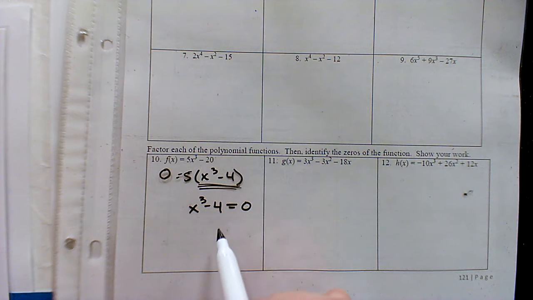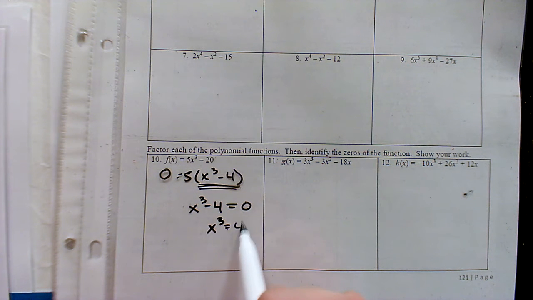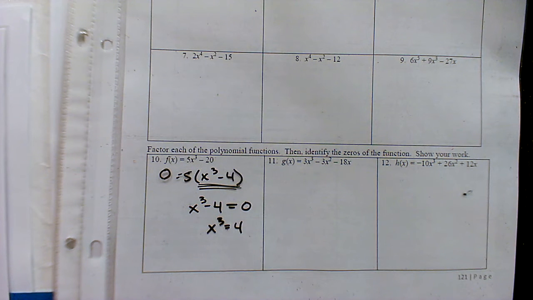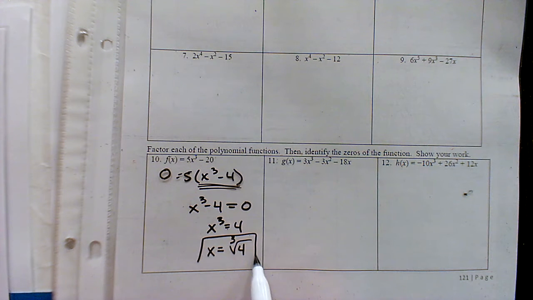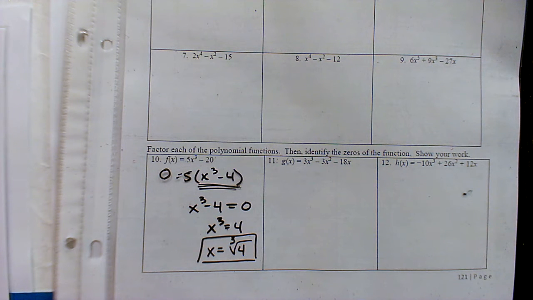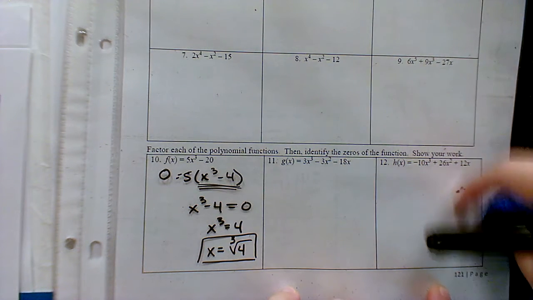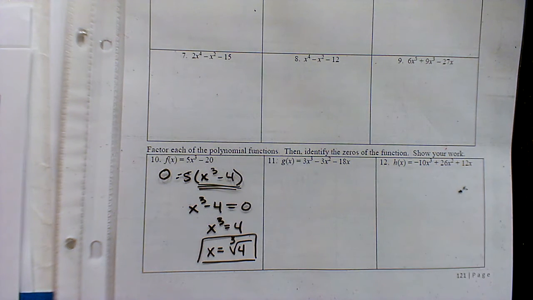Good, Brianna? Add 4 to the other side and then the cube root of it. Okay, so we know to get rid of a power of 2, you have to square root. So to get rid of a power of 3, you'd have to cube root. I know the answer looks a little strange, but the x-intercept of this graph would be the cube root of 4, whatever decimal value that might be. Is that good, Hannah? Okay.